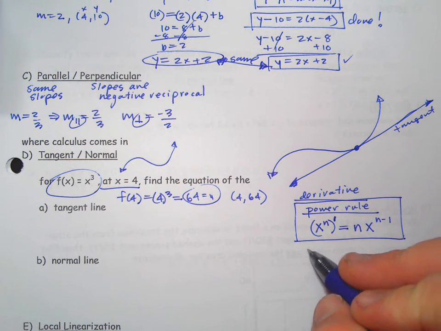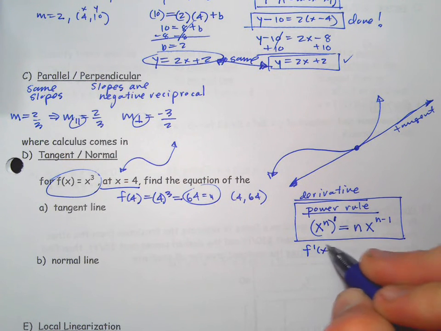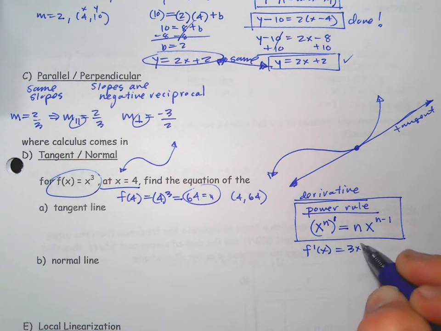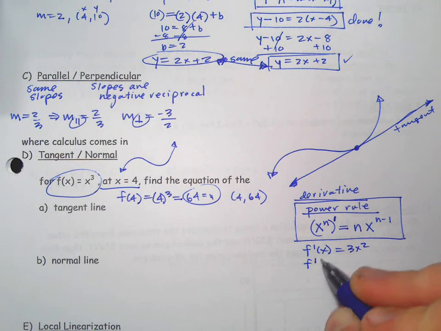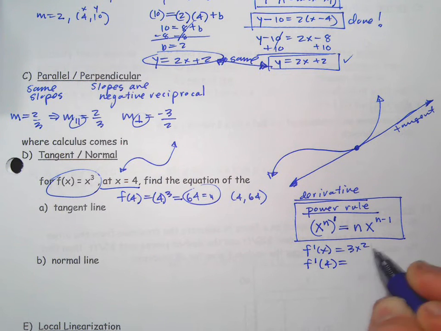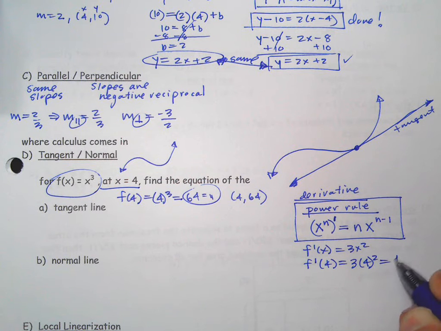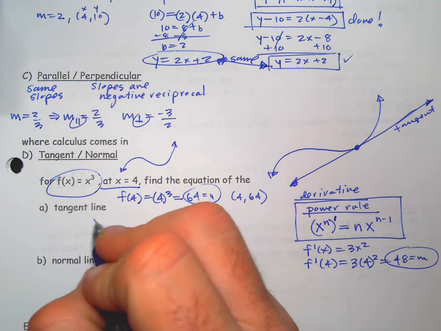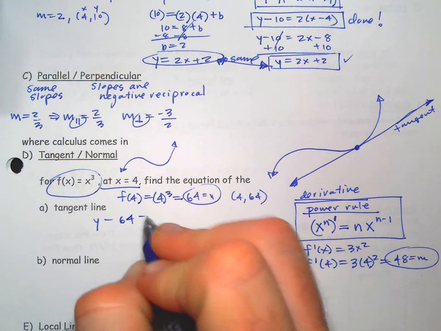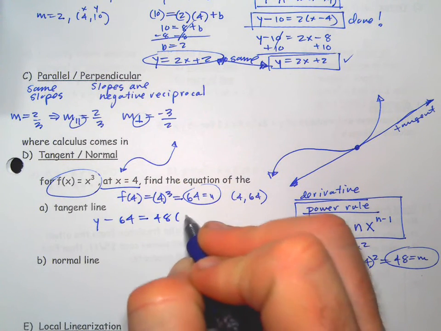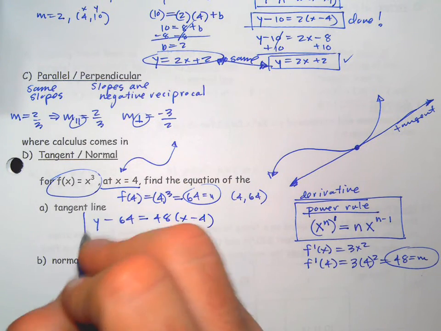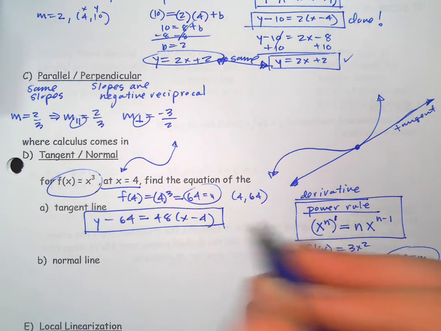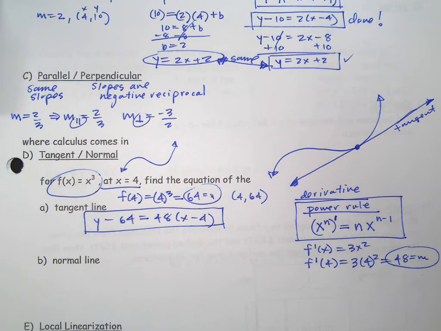But in this problem right here, the derivative of f would be 3x squared. Then you say, well, I want the slope at x equals 4. This is a formula for the slopes everywhere on the curve, which are actually never twice the same. So this would give you your slope. So your tangent line would be y minus 64 equals 48 times (x minus 4). Done. Point slope, leave it.